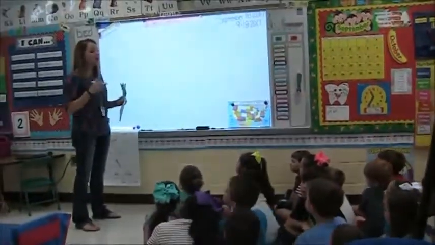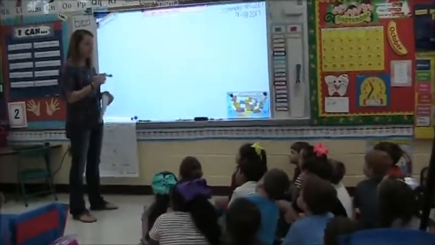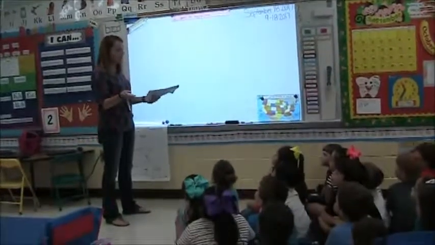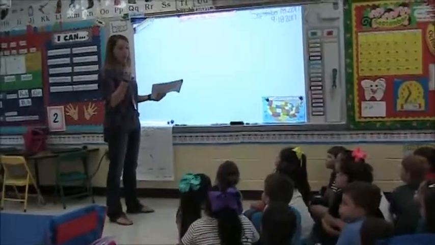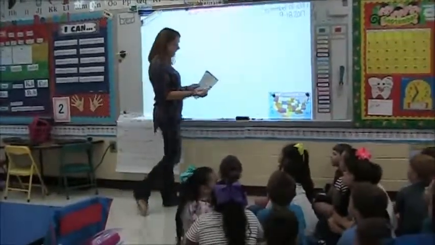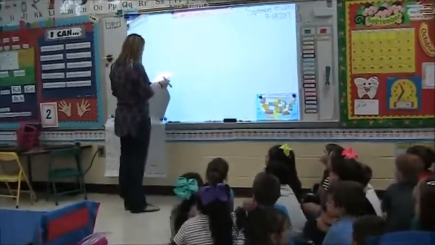Okay, so I'm going to write some words on the board, and I'm going to choose some friends to come up, and you're going to be coding those words. So we have to look for the vowel. There are also other things we have to look for, and we'll go over those. Remember, we learned about double consonants. Good.